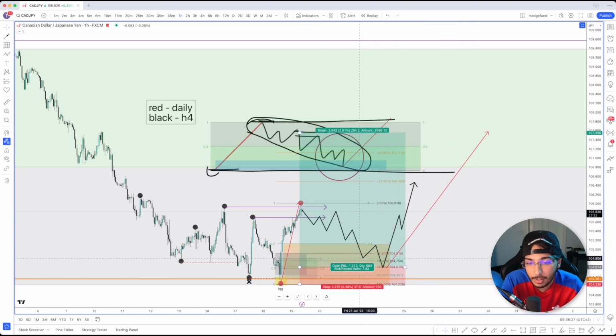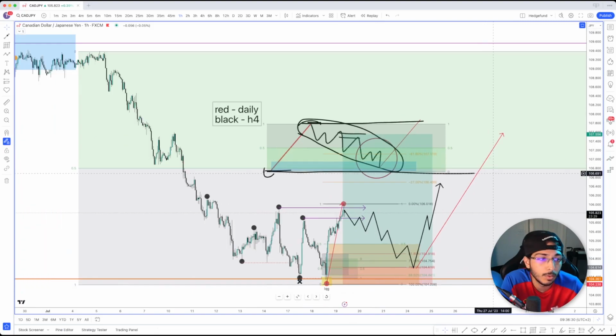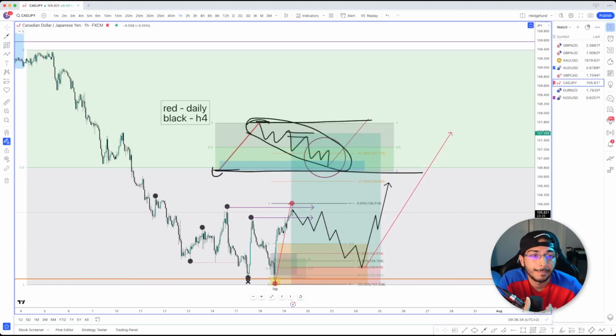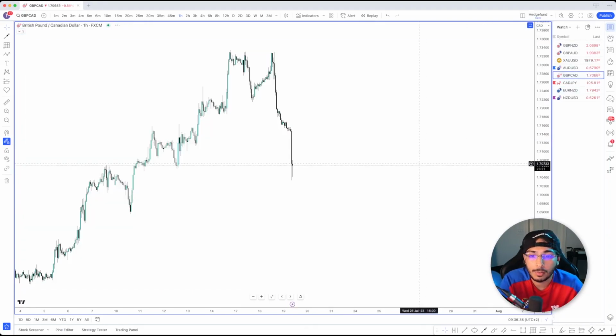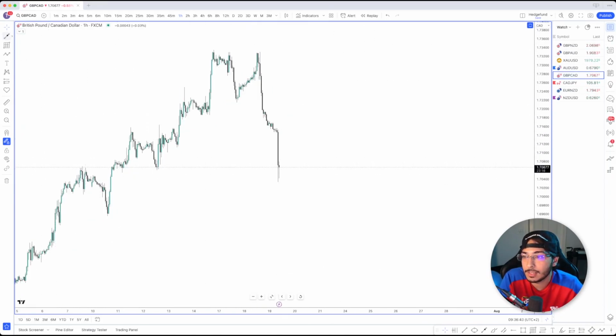If it comes down here, this is what I'd like to do. Cool. That's one thing we're going to be looking at tonight. Let's talk about GBP CAD. This is really interesting just because of the fact that the CPI came out earlier for the GBP. Your new range is from here to here.